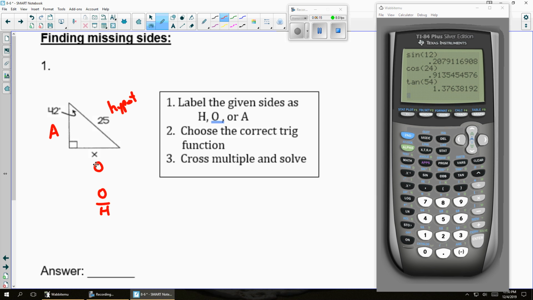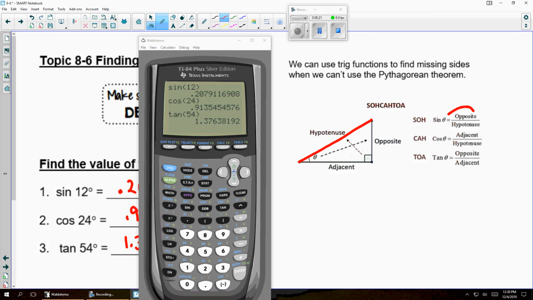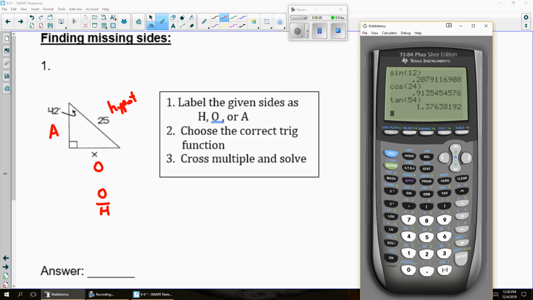Well, using my trig functions, that's the sine function. So looking at this, for example, the sine is the opposite over the hypotenuse. So that's what I've got going on for this problem. It's the sine. Or put a different way, the sine of 42, because the angle is 42, is the opposite, which is x, over the hypotenuse, which is 25.